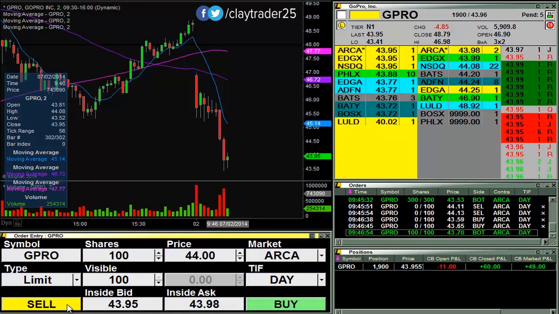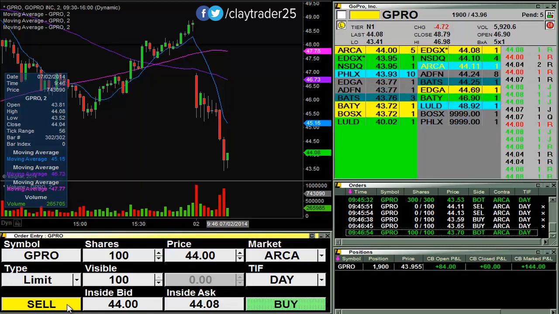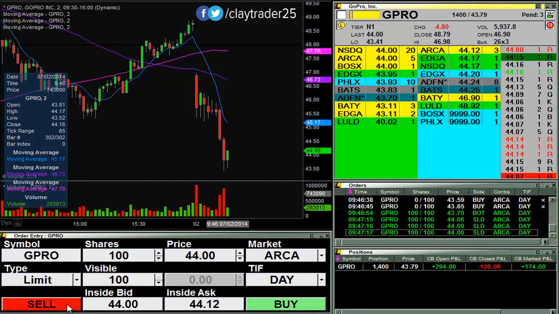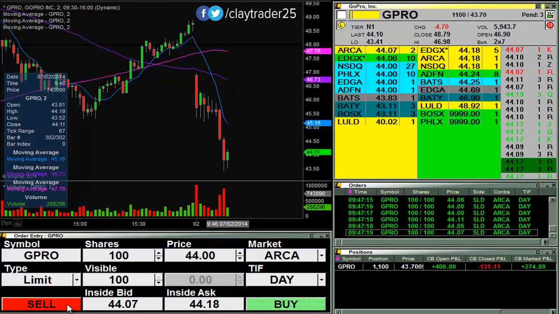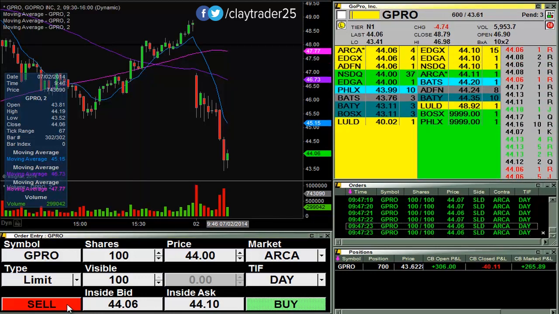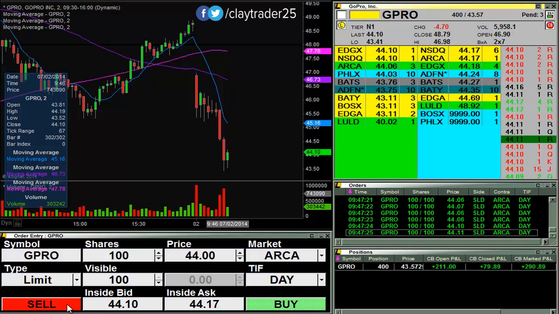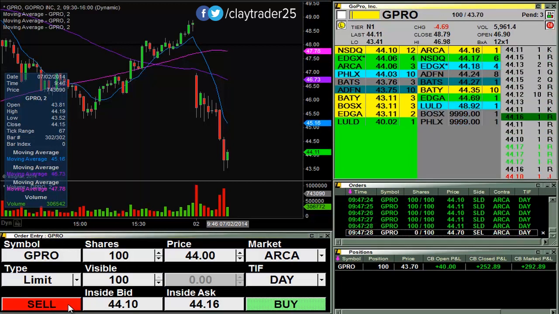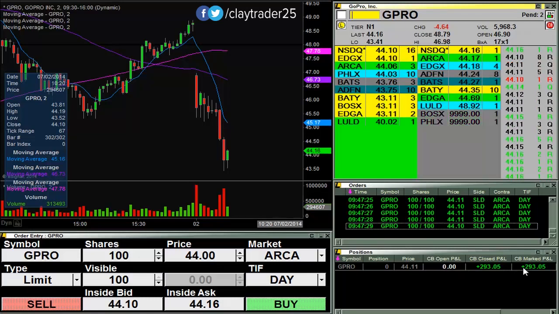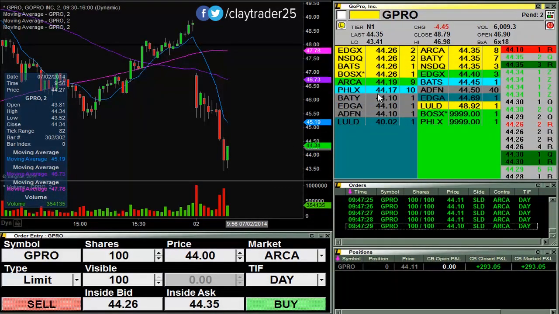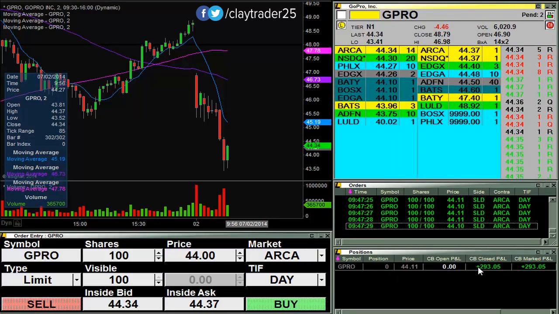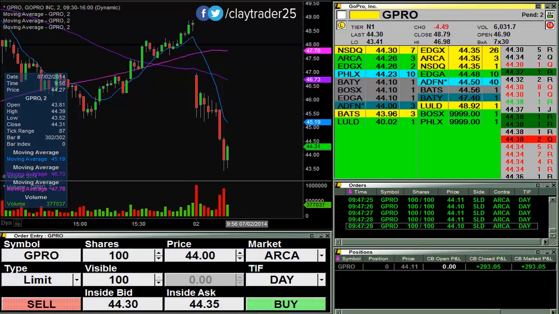So if I can break through 44, I should be good. So as you can see, I'm slowly scaling out here. And there I am, all out for a $293 gain on this bounce here. And of course, then it goes up even higher after I've scaled out. But hey, I'll take $293, and let's see if I can catch some more.